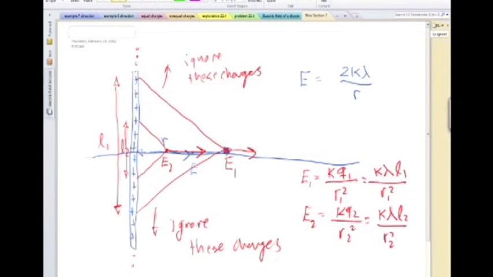How do L1 and L2 change? How does the length of the charges that are contributing to the electric field change as you move closer to the line of charge? What happened to L1 when you move from point 1 to point 2? That length decreases, right? So that L should be proportional to the distance at which you are from the rod. So that L should be proportional to your distance.